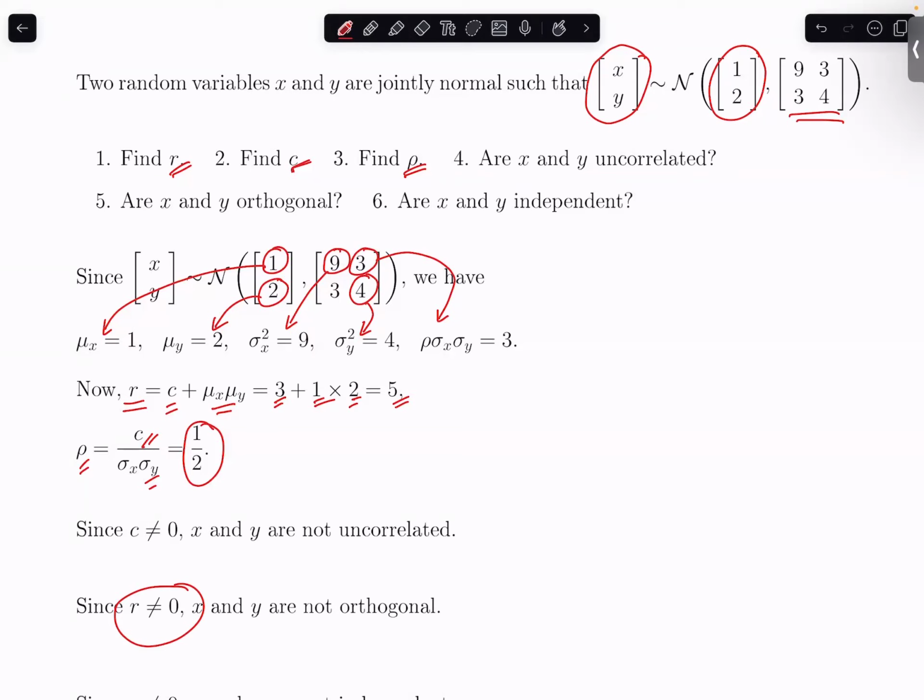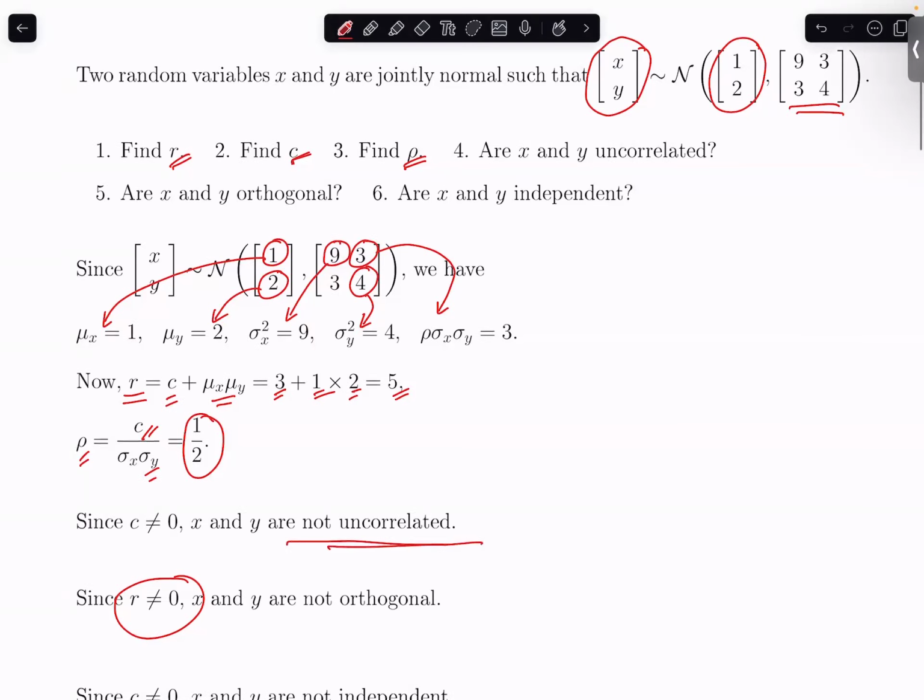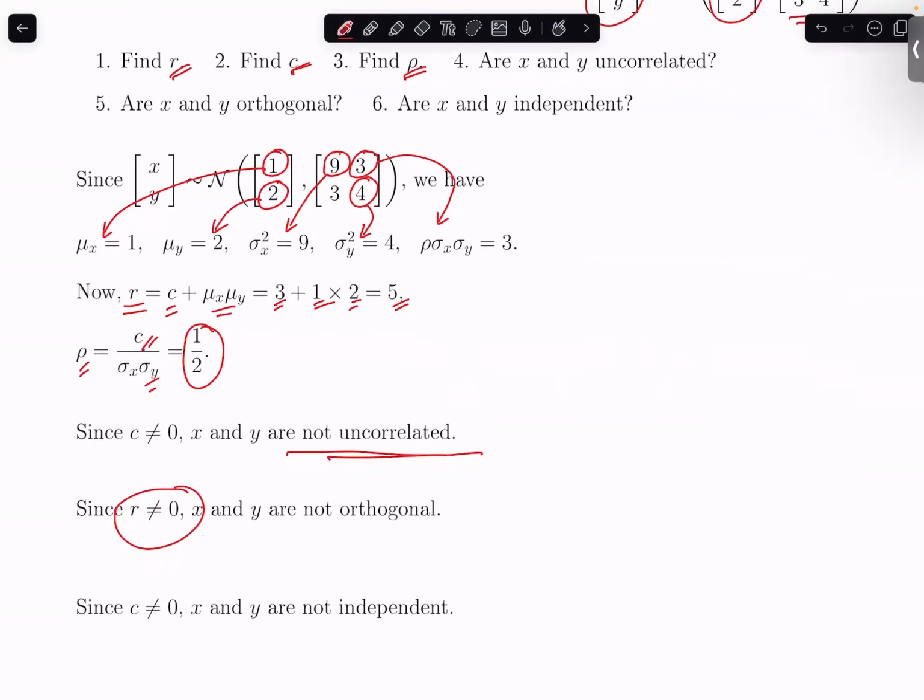Now, normally to answer if x and y are independent or not, we need to check if the joint PDF factors into the product of the marginal PDFs. But since we're talking about jointly normal random variables, we don't actually need to check that. We can just look if the covariance is 0 or not, because for normal random variables, uncorrelated and independent are the same thing. Since we already know they are not uncorrelated, we can also say that x and y are not independent.